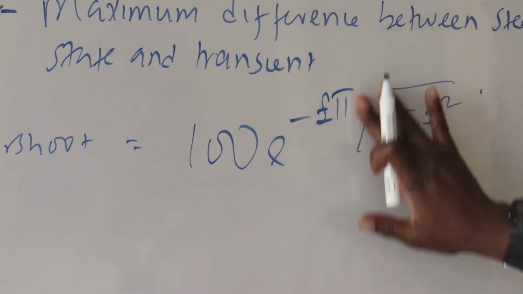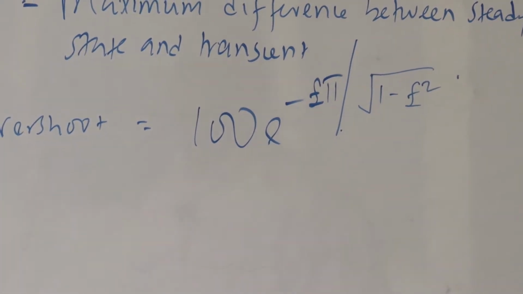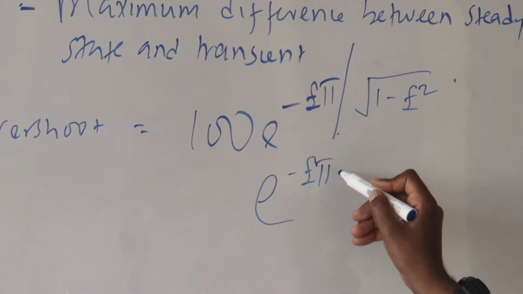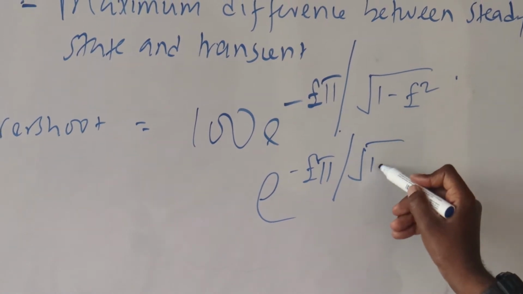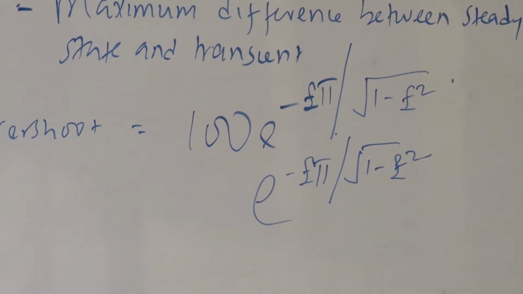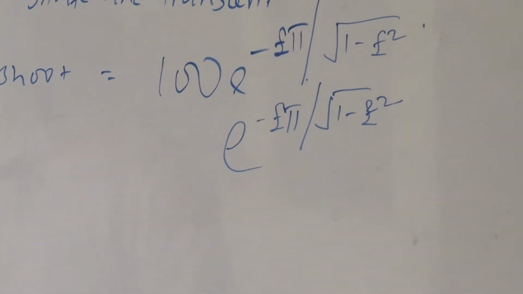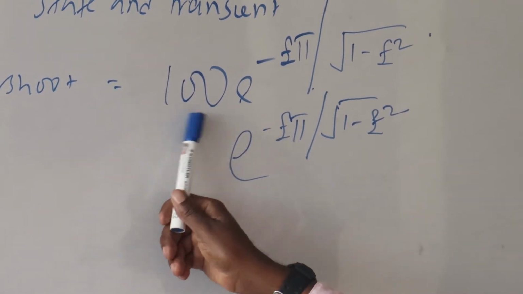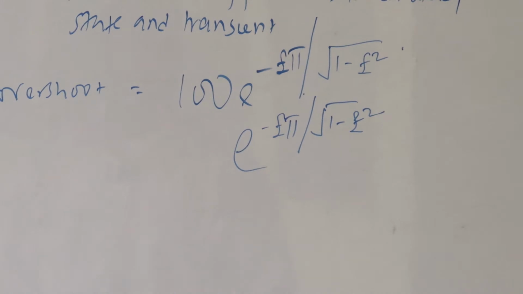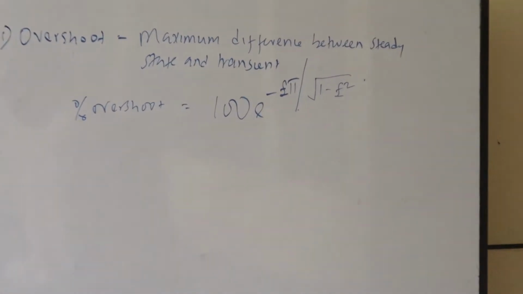All of these are raised to the power e. If you are not supposed to have it in percentage, then you will just say that it is e raised to negative zeta pi divided by root of 1 minus zeta squared. Some people may express it as a unit, while others may want it as a percentage. The multiplication by 100 caters for percentage. In most cases, we talk about the percentage overshoot.